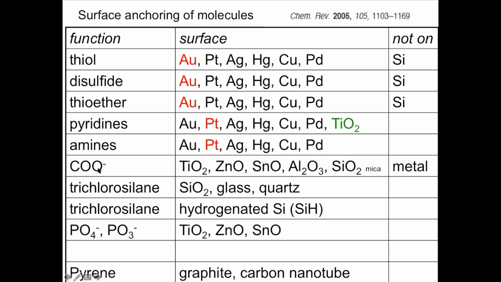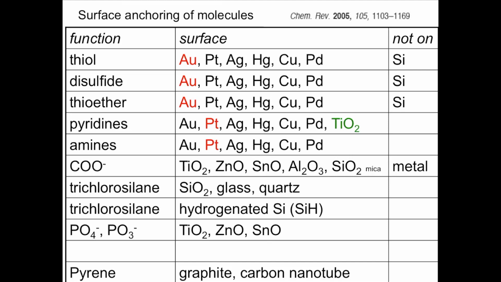Acid groups can interact very well with semiconductor oxides, with metal oxides, like titanium dioxide, zinc oxide. There are also possibilities to functionalize silicon oxide with trichlorosilanes. Pyrene attaches very nicely through pi-pi interactions, van der Waals interactions and induced dipole onto graphite or carbon nanotubes. So you can attach molecules to a carbon nanotube by using pyrene units through the pi-pi stacking.